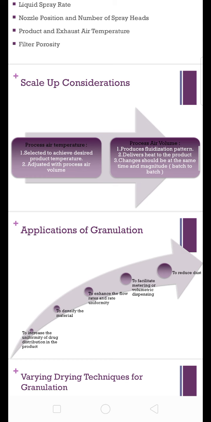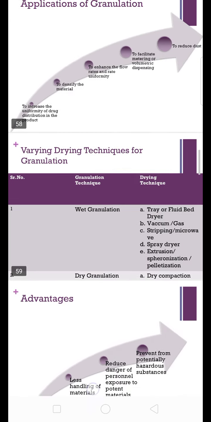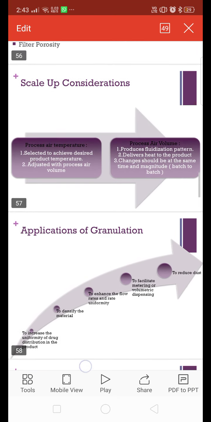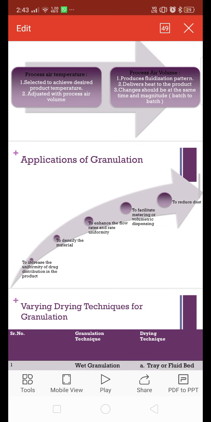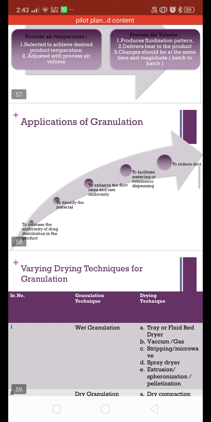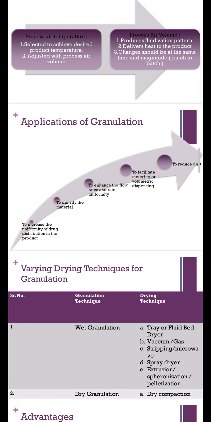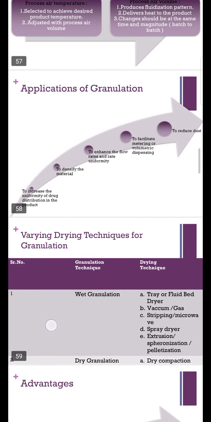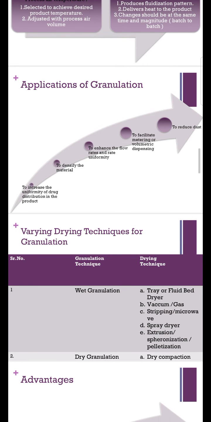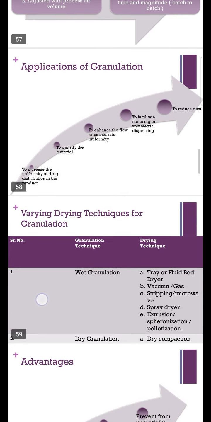process air volume, which produces the fluidization pattern, right? If the volume is not sufficient, then we cannot produce a fluidized volume of the material and deliver heat to the product, and the change should be at the same time in magnitude. Okay, so this is called scale up consideration. Now, application of granulation. Now in the application, why do we go for granulation? To increase the uniformity of drug distribution, the density of the material, to enhance the flow rate and rate uniformity, to facilitate material or volumetric dispensing, and to reduce the dust.